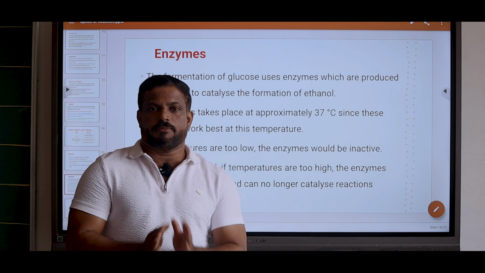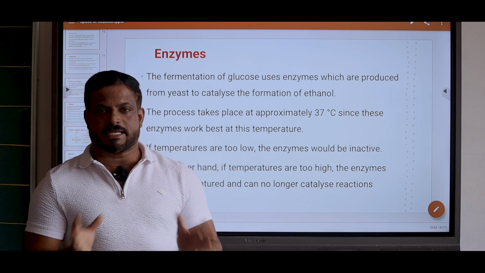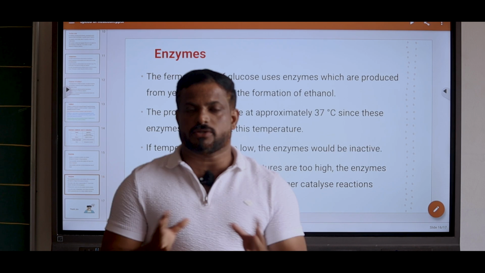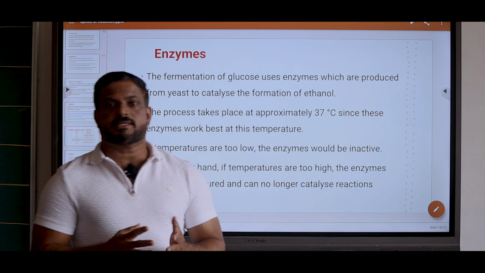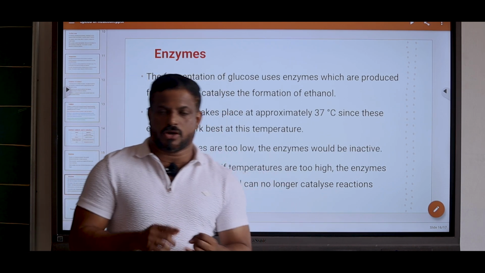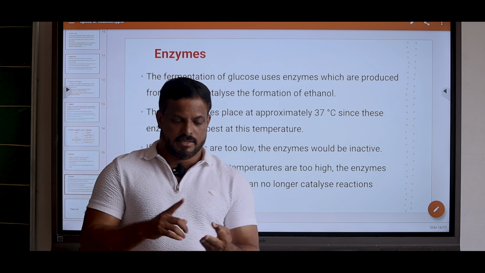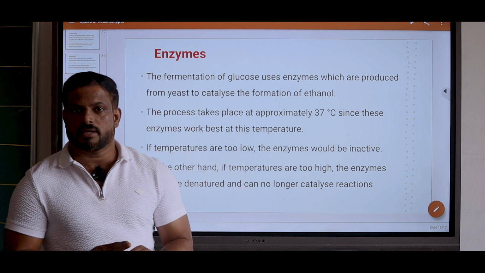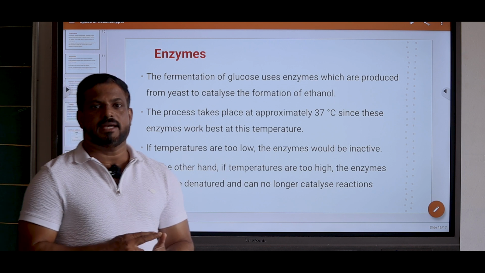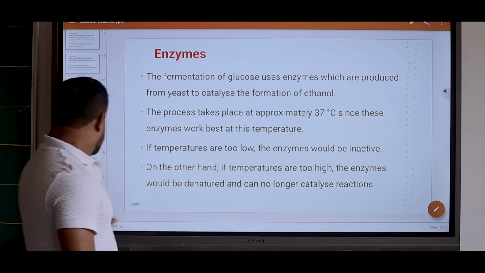In a nutshell, the rate of reaction depends on several factors. The factors that affect the rate of reaction are concentration, temperature, surface area or particle size, pressure in the case of gases, light and enzymes.